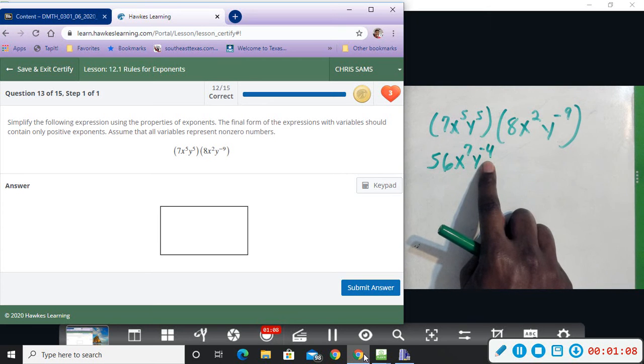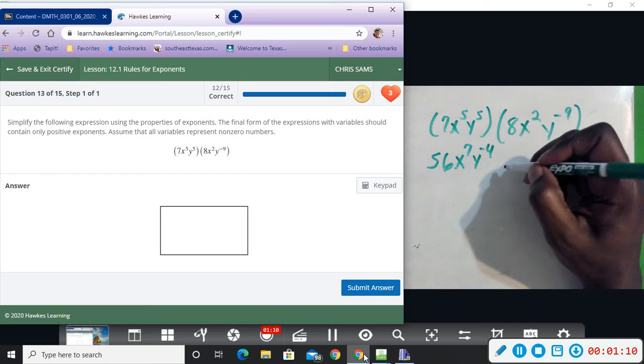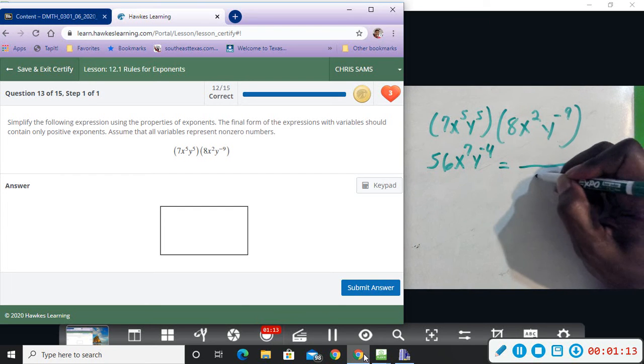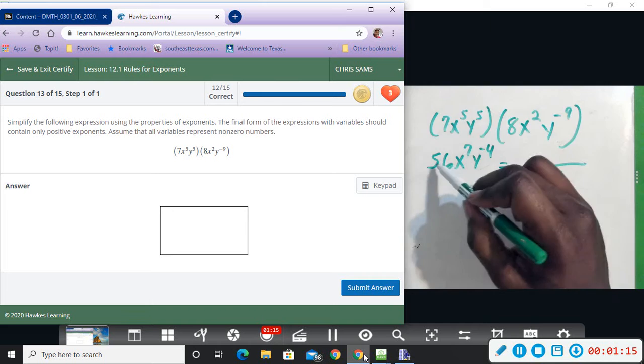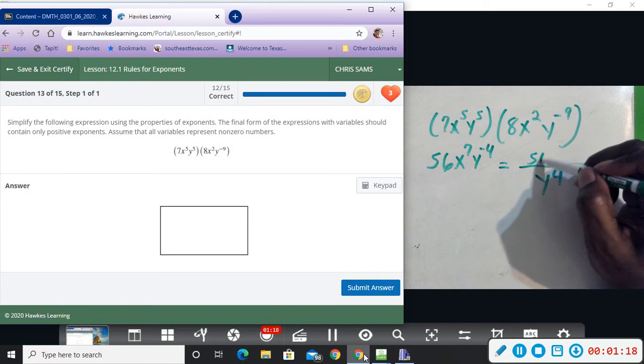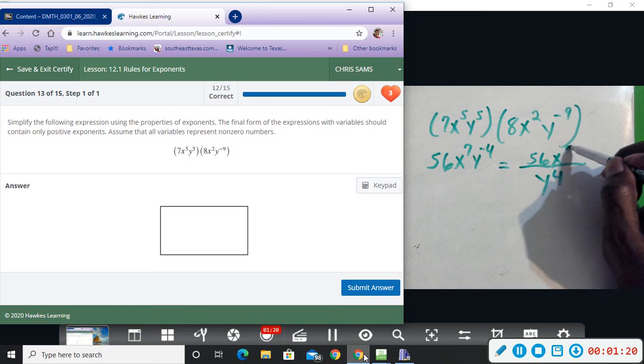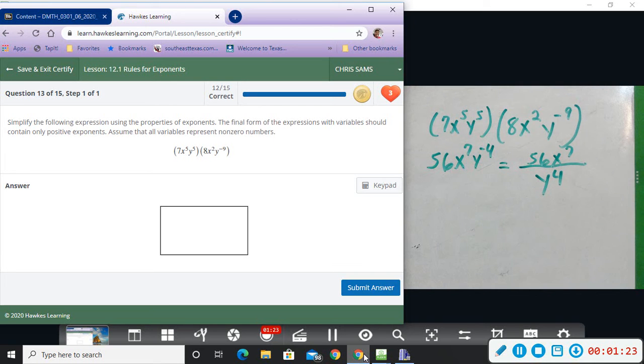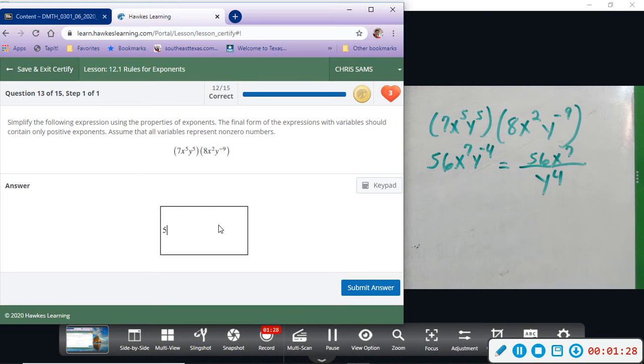Now we need positive exponents. So to make this positive, it gets moved down. So on the bottom, we have y to the 4th. Everything else stays up top. 56x to the 7th. So on top, 56, I'll do the fraction first. 56x to the 7th, and then on the bottom, y to the 4th.